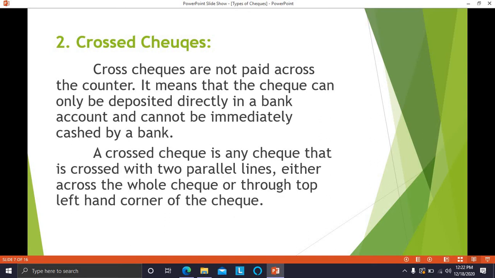A crossed check is any check that is crossed with two parallel lines, either across the whole check or in the top left hand corner of the check. So two parallel lines are drawn across the whole check, or in the top left hand corner of the check. That is a crossed check.